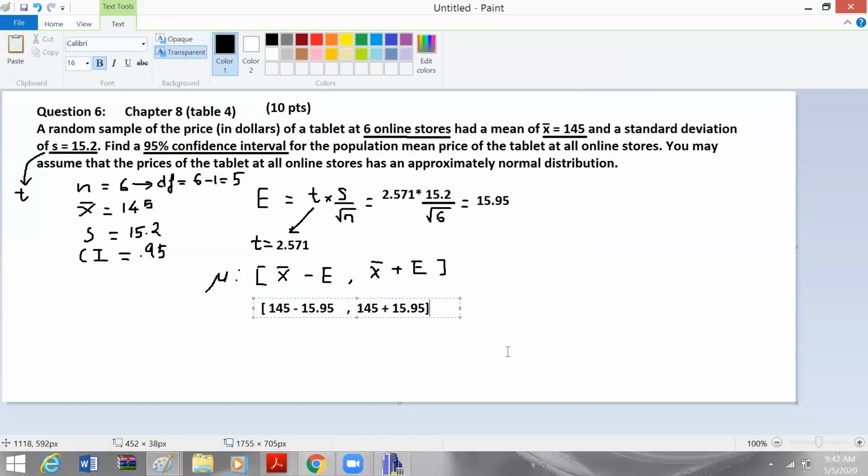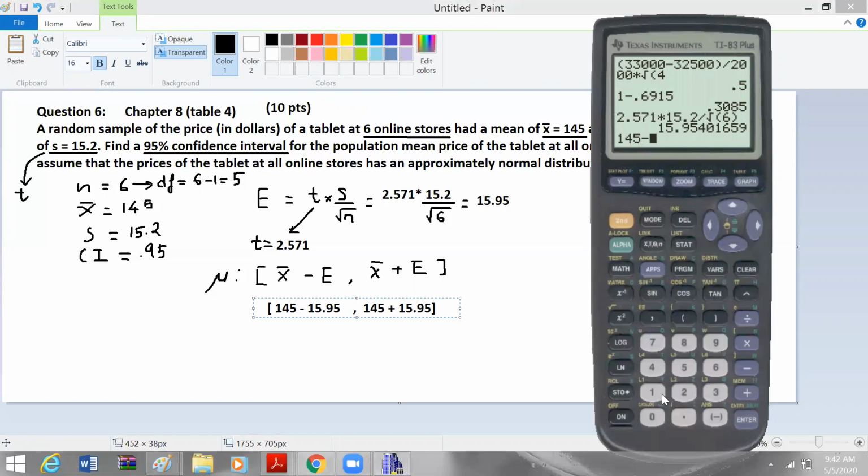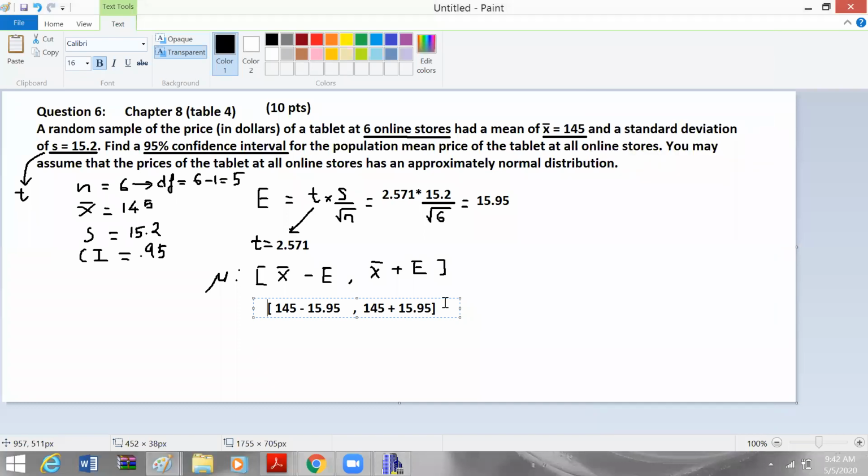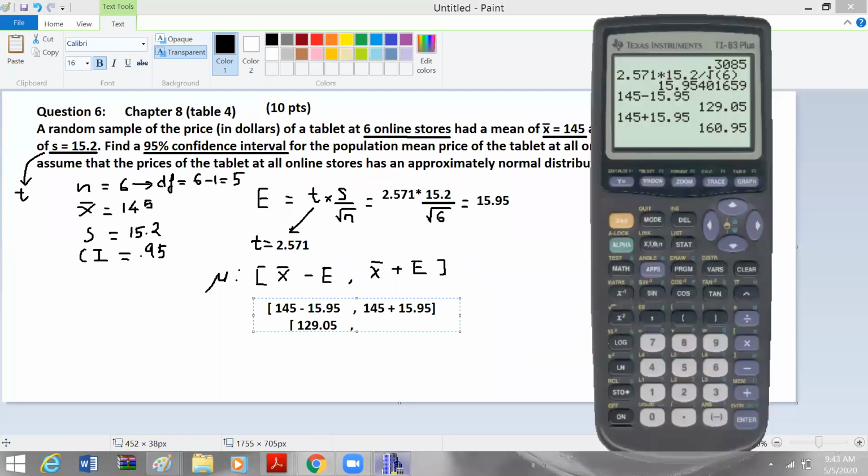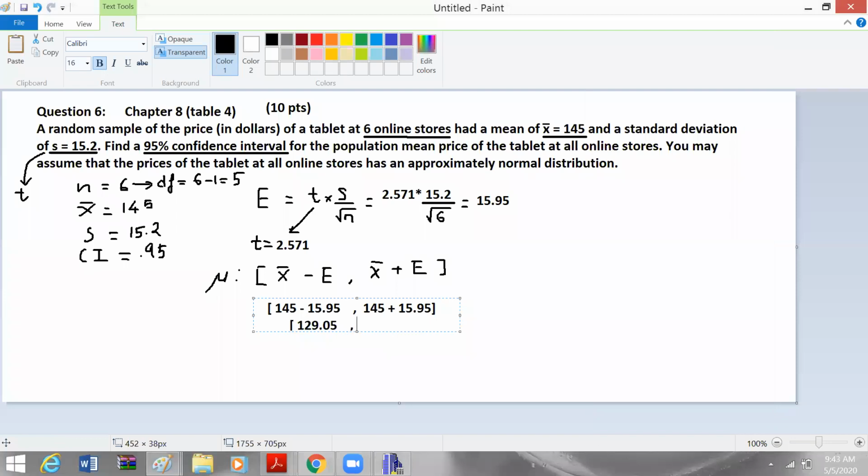So this part takes two calculations: 145 minus 15.95, and 145 plus 15.95. We get the answers 129.05 and 160.95.